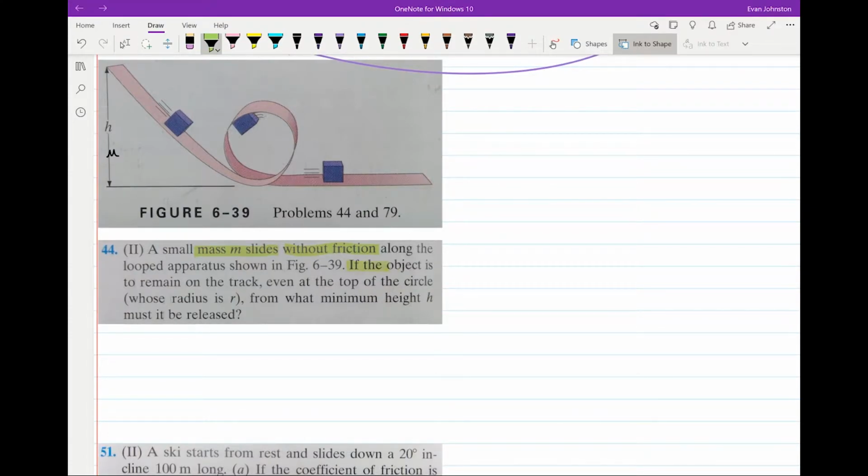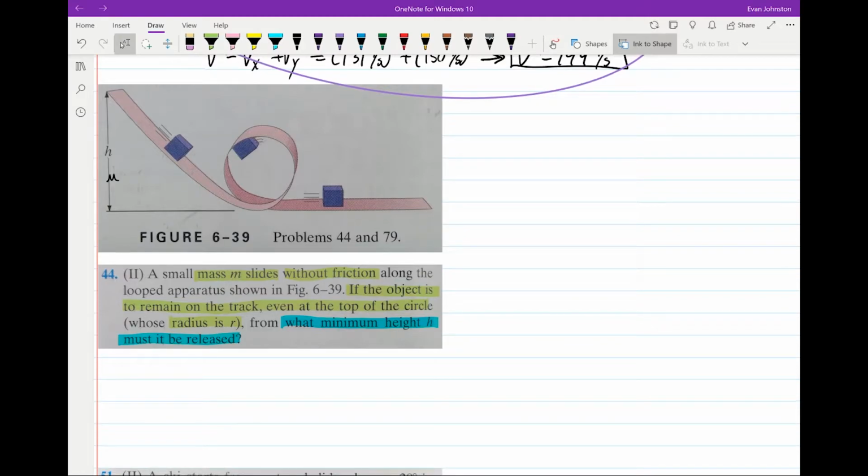If the object is to remain on the track, even at the top of the circle, and we're given a radius r, from what minimum height h must it be released? So what is going on here? Again, we have to note what happens when it's at the very top. Gravity is acting down, so gravity is acting toward the center. Gravity is our centripetal force. It's the thing keeping it going in a circle.